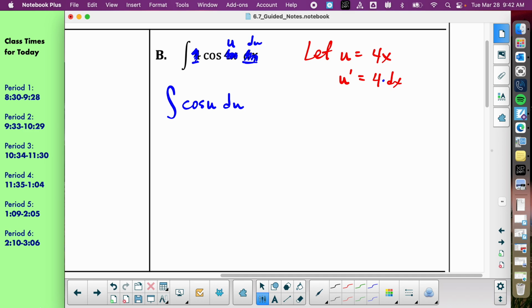How do we integrate cosine of u, du? Whether it's positive or negative? Okay, good. That's perfect. That's good.